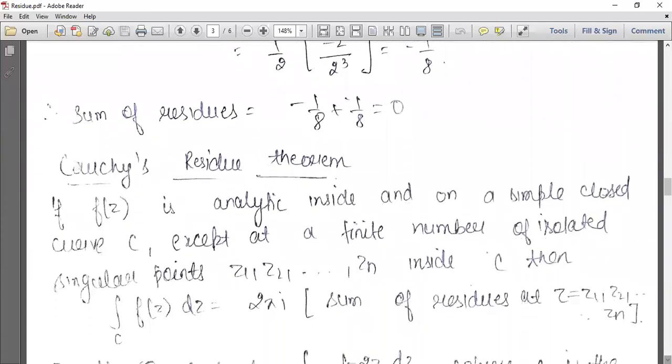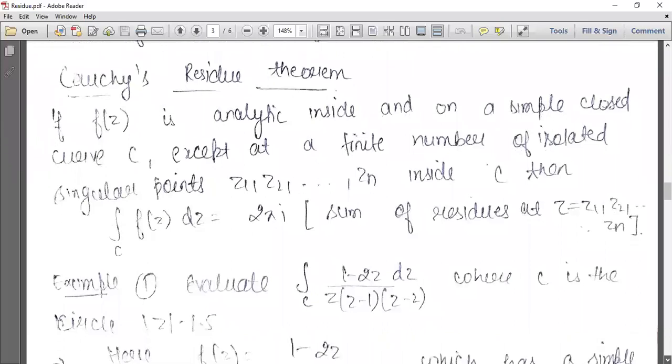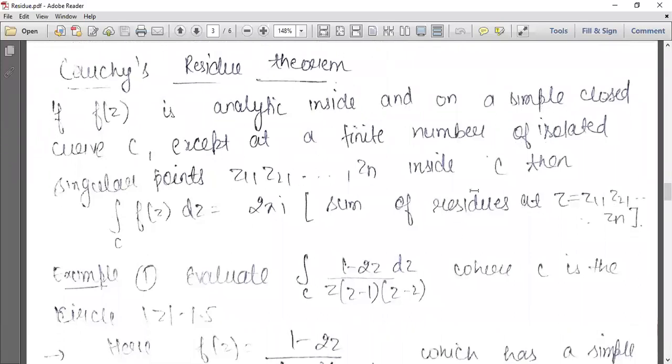So now we have learned how to find the residues. With the help of residues, we will learn how to find the integral value of a complex valued function. So we have the Cauchy residue theorem for that, which says if f of z is analytic inside and on a simple closed curve C. So you have a curve C and f of z is an analytic function inside and on. We are not concerned about outside the curve C. We are concerned only about inside and on that particular curve C. So whatever is happening outside the curve C is none of our concern.